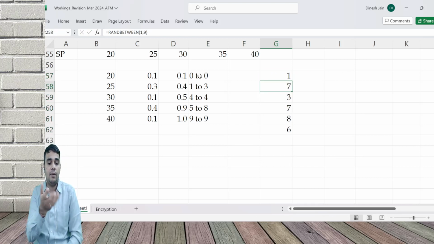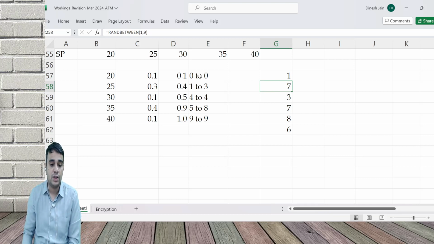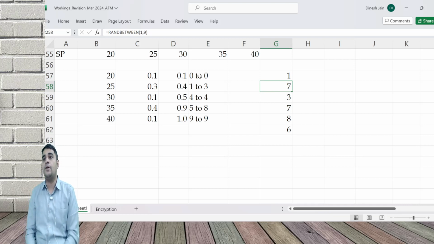You got 1, price is 20 rupees. You got 7, price is 35 rupees. You got 3, price is 25 rupees. You got 7, price is 35 rupees. You got 8, price is 35 rupees. You got 6, price is 35 rupees. Like this, you can keep running any number of experiments.